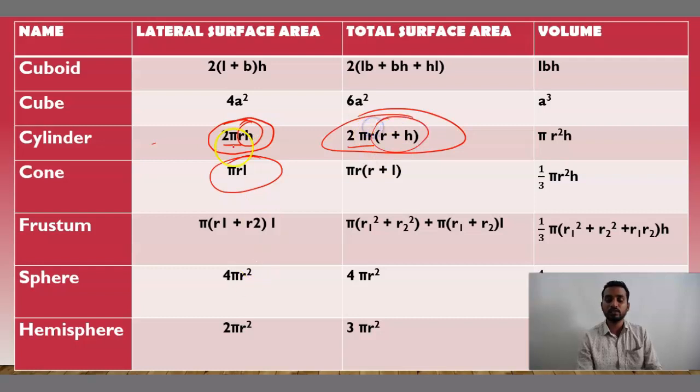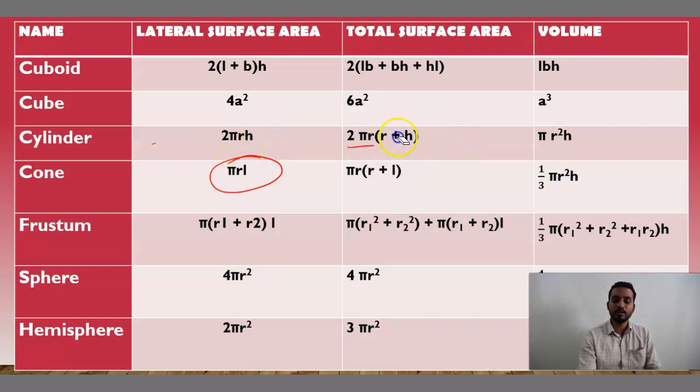First 3 letters, 2 pi r. In total surface also 2 pi r, and we just add the last 2. For the cone, totally we have 3 letters, so leave the last letter, write pi r, and add the last 2 letters, r plus l. In total surface we write 3 letters, and the last 2 letters we should add. Again pi r l: totally we have 3 letters, so first write 2 letters, then add the last 2 letters.